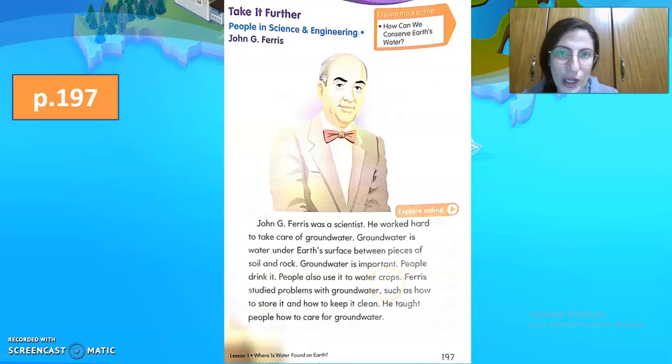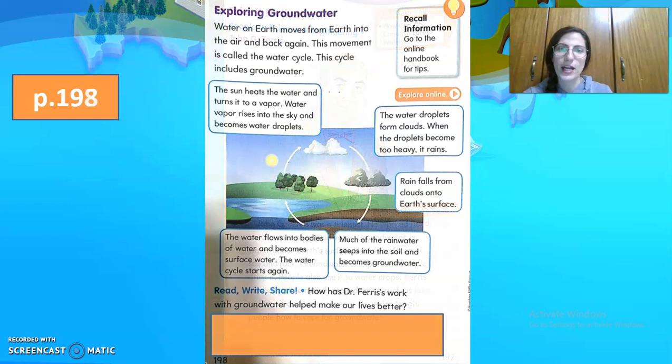Now let's check out from where does the groundwater come? We open to page 198. Exploring groundwater. Okay? So exploring groundwater. Water on Earth moves from Earth into the air and back again. This movement is called the water cycle. This cycle includes groundwater. So I'm gonna read it and then I'm gonna explain.